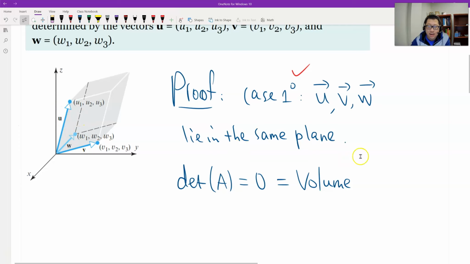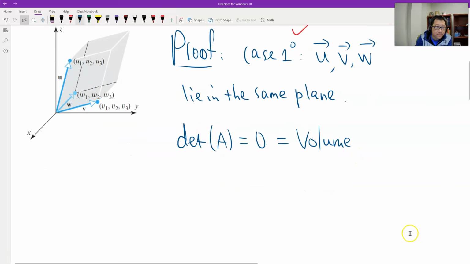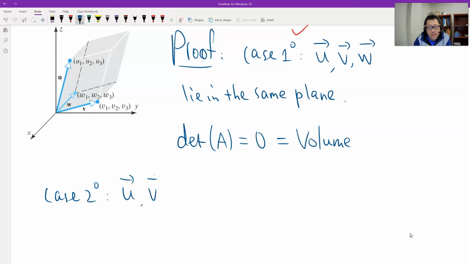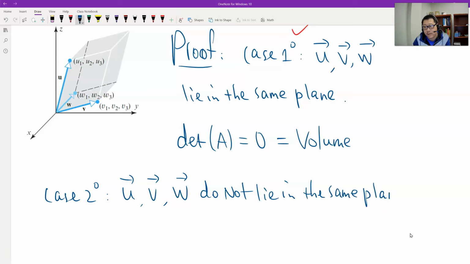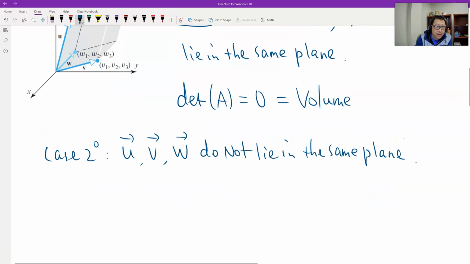Now we look at the second case. Case 2 means U, V, and W do not lie in the same plane. If they are not in the same plane, then we can form this parallelepiped. So now I can calculate the volume. I can work on the volume first. In this case, what's the volume?